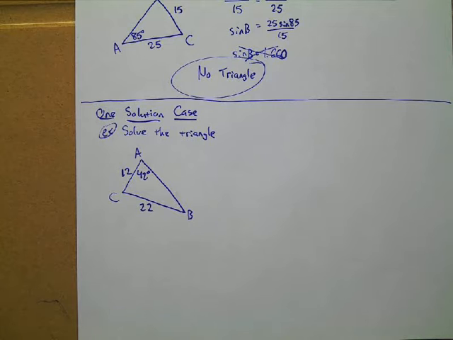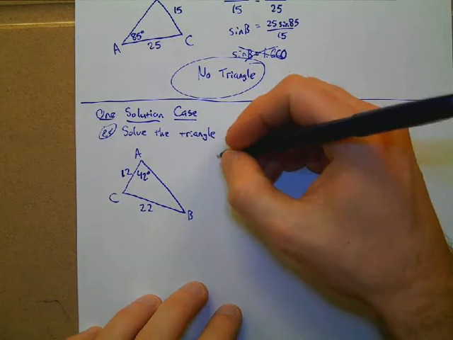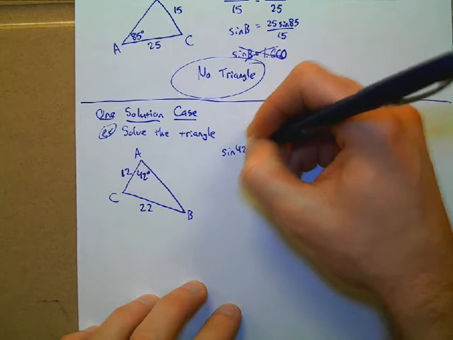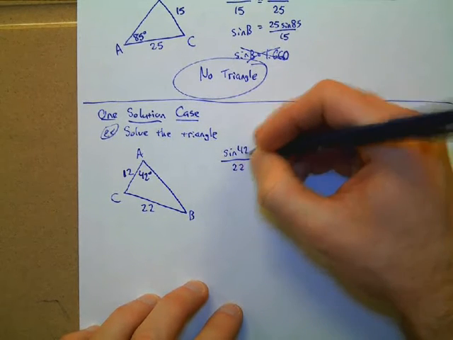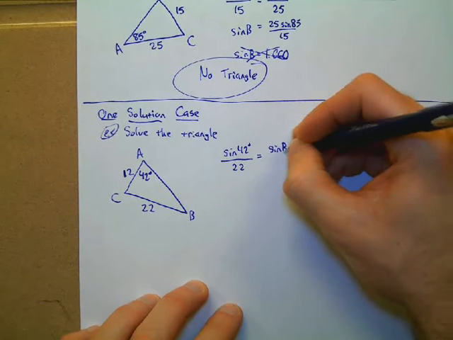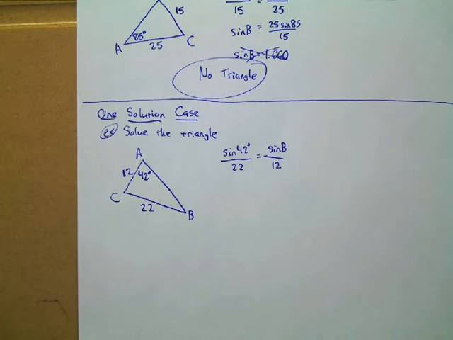So again, we only have one way to set this up, so we're going to just go ahead and set it up the one way we know how. So we'll say sine of 42 over 22 equals sine of B over 12. Setting up the normal way, the only way that we can. We have to solve for that angle B first. So again, we'll cross multiply here.